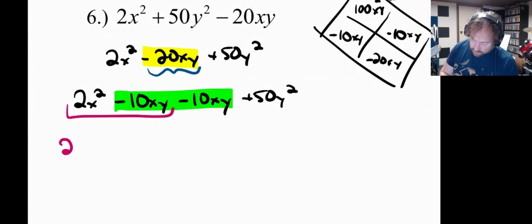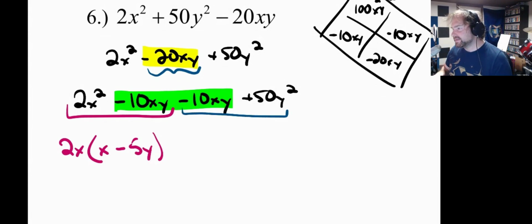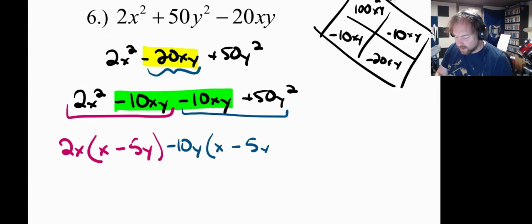So I'm going to factor out 2x. And that would leave me with x minus 5y. And, watch this, like mathematical magic, out of the next 2 terms, I can factor out 10 and y. But I'm going to factor out a minus 10y, and I'll show you why in a minute. Because when I do that, what I've got is x minus 5y. Look at that, like magic.